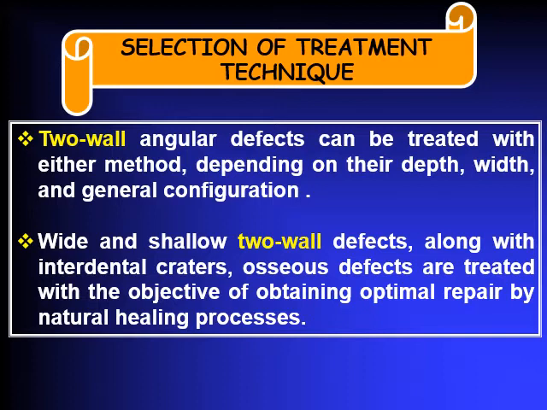Of course, when these two-wall angular defects are deep and narrow, it is excellent for bone grafting techniques for bone regeneration, while wide and shallow two-wall defects along with the interdental craters osseous defects are treated with the objective of obtaining optimal repair by natural healing processes.